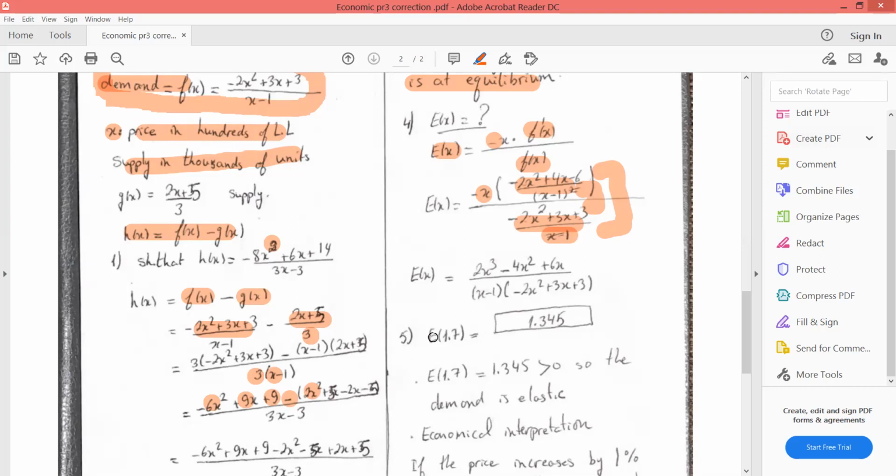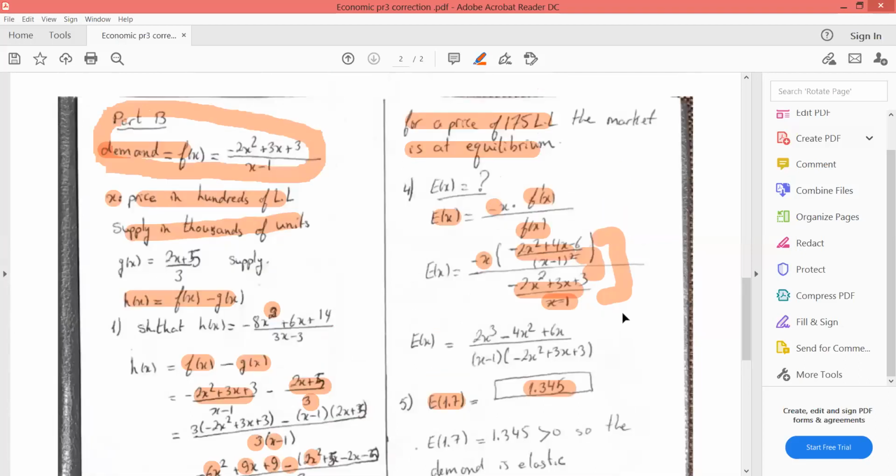Now calculate E of 1.7, part 5, the last part. E of 1.7. I replace x by 1.7. By using your calculators we get 1.345.